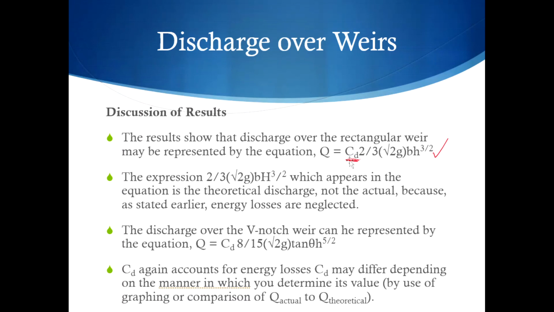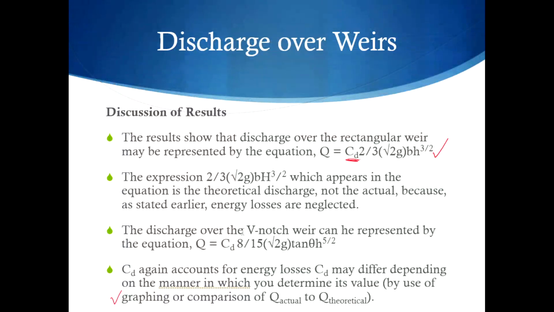from the data given. Also, the discharge over the V-notch weir can be represented by the equation, again the other equation that we already discussed, and CD again accounts for the energy loss. CD might differ depending on the manner in which you determine its value by use of graphing, that is the one we will do, the graphing, or comparison of the actual flow rate to the theoretical flow rate. So we will do a combination of both, because we will calculate from the experimental flow rate. Like I said, the CDs vary.